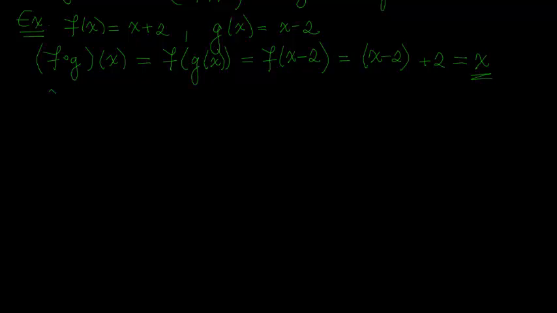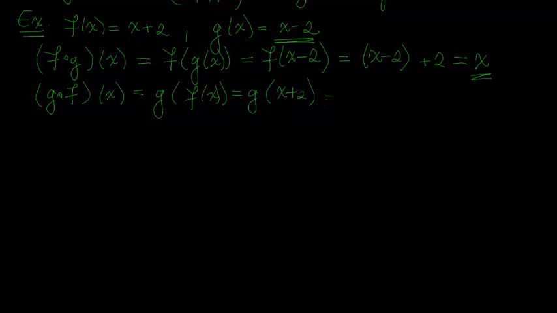We'll see that the same thing happens when I compose g with f. So in this case, I will get g of f of x. F of x happens to be x plus 2, and when I plug in the rule of g, x plus 2, then I have the -2, that 2 brings me back to x.